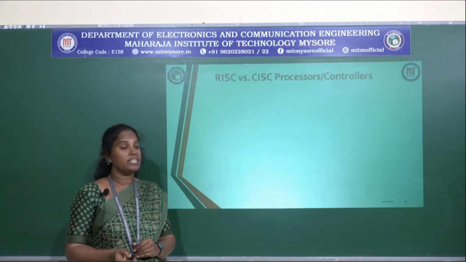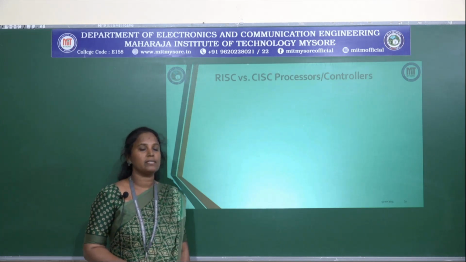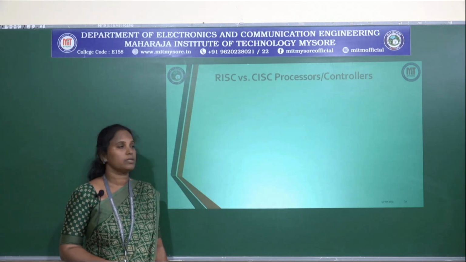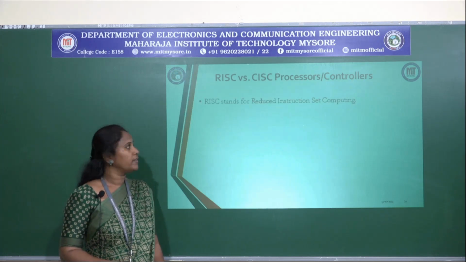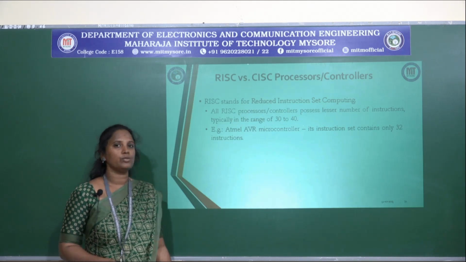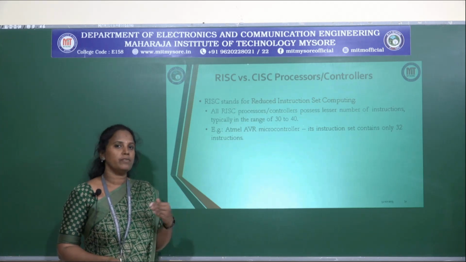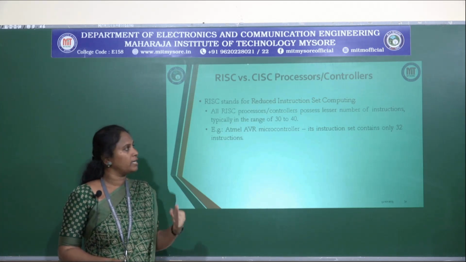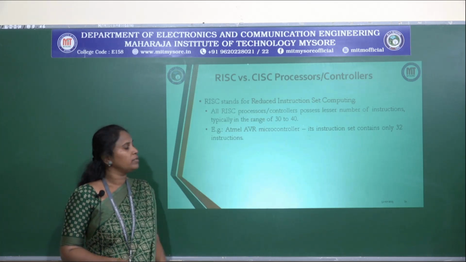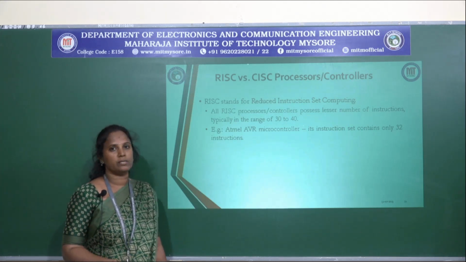Now coming to the next topic, which is related to RISC and CISC. As I told in the previous class, RISC means reduced instruction set computing, and CISC means complex instruction set computing, for processors as well as controllers. In the case of RISC, as the name indicates, it is reduced instruction, that means the number of instructions used to process your data is less, ranging from only 30 to 40. For example, the Atmel AVR microcontroller consists of only 32 instructions.